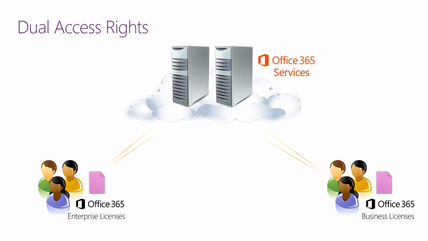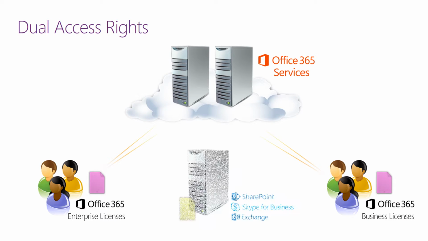However, here's a server within the business. It's fully licensed for SharePoint, Skype for Business and Exchange Server, and the users who are licensed with the Office 365 Enterprise licenses also have access to those on-premises servers, but on the right-hand side, those with business licenses don't. So it's always worth checking whether subscription licenses give dual access rights to on-premises servers. Not all licenses do, but if you're moving from an on-premises environment to the cloud, these rights can be useful as you transition, or even if you need to maintain a hybrid infrastructure going forward.